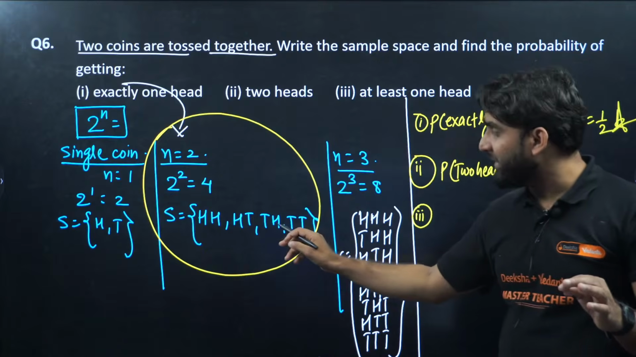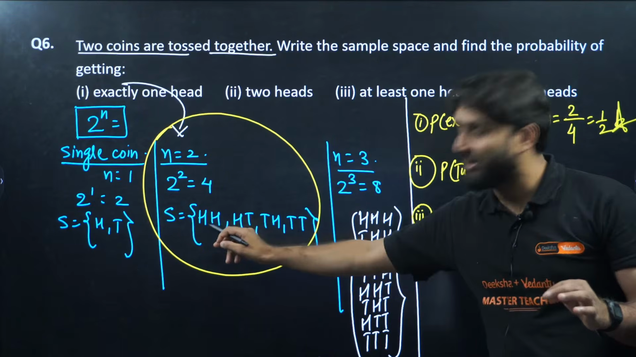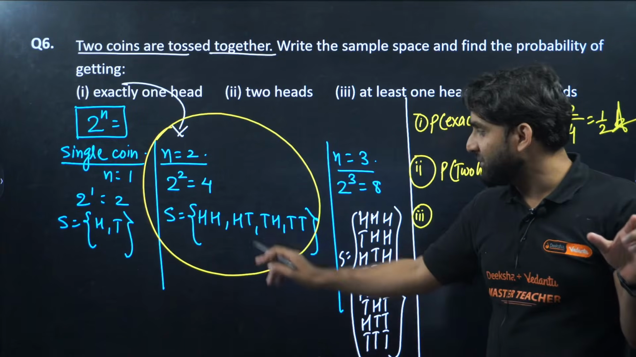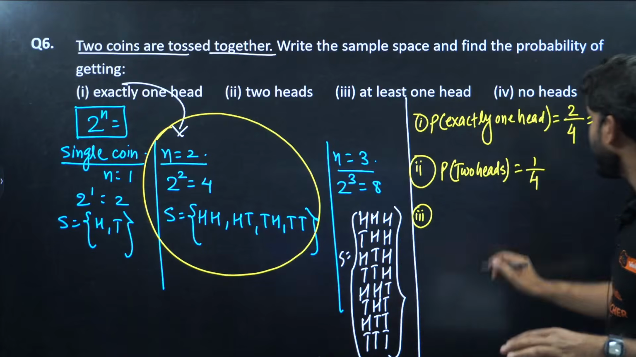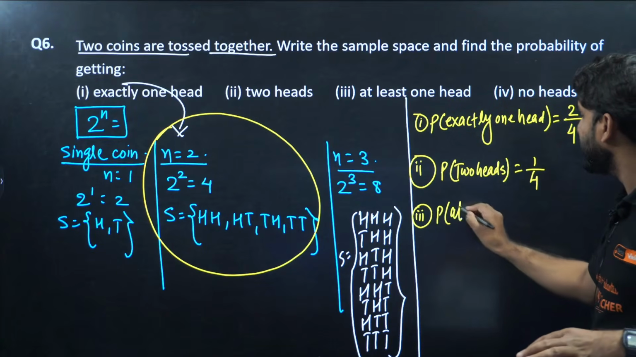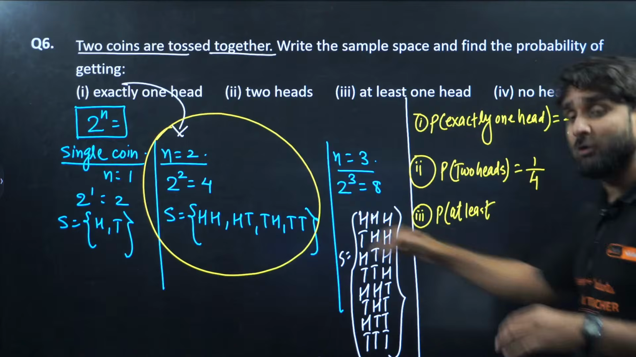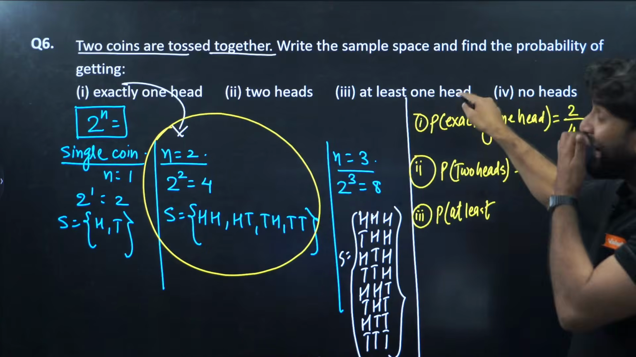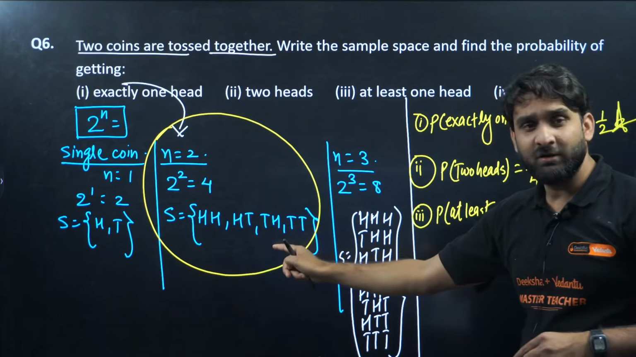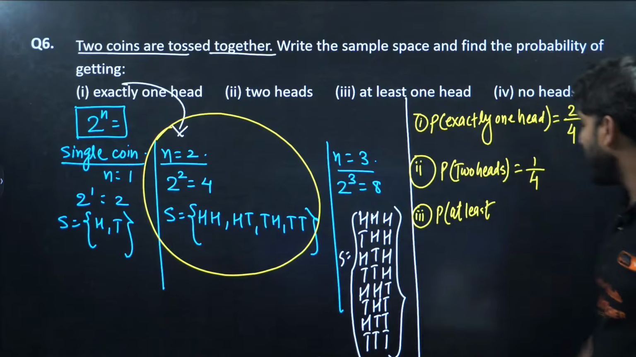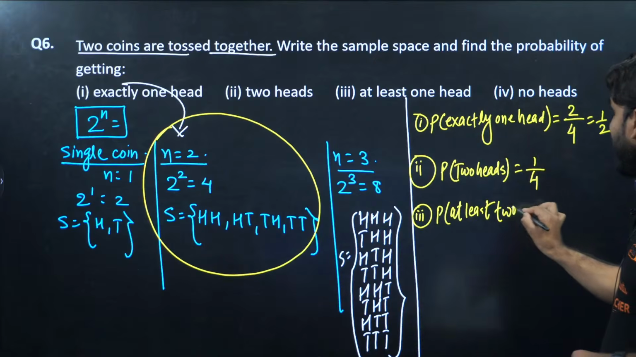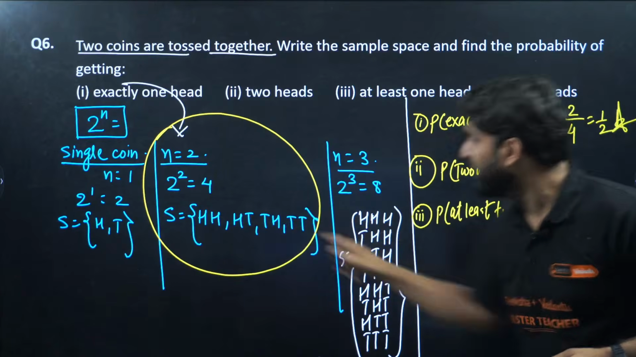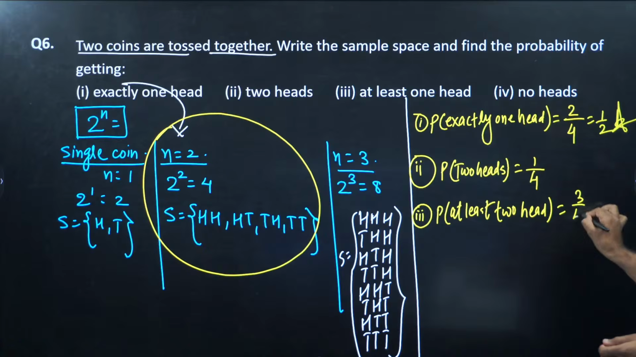Third question, at least one head. So at least one head here, and here also. This will also be considered because we are talking about at least one head. So at least one head is here, here, and here. Three heads will also count, and two heads will also count, because we are talking about at least one head. So the favorable outcomes are 1, 2, 3, and the total number of outcomes is 4, so 3 by 4.